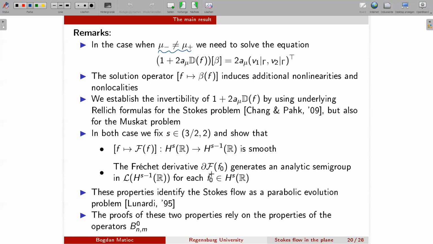And then we prove that the problem is parabolic in the sense that the Fréchet derivative of cal f at f0 generates an analytic semigroup in the set of bounded operators for all f0 in Hs. And this property identifies the Stokes flow as a parabolic evolution problem, and we can use abstract parabolic theory then to solve the problem. And this is what we are left to do, to prove these two properties, and it all comes back to the study of the properties of the operator BNMO, which I will now introduce.